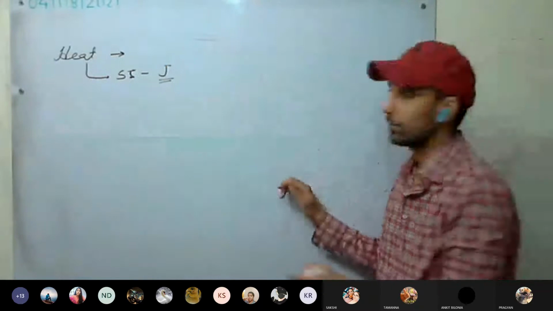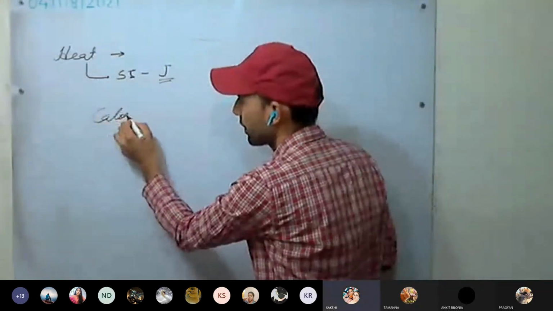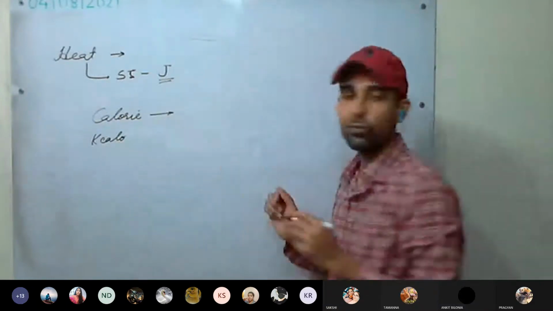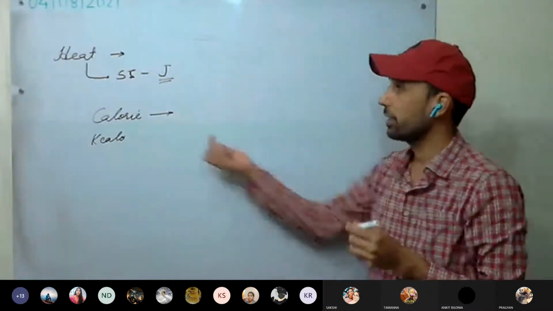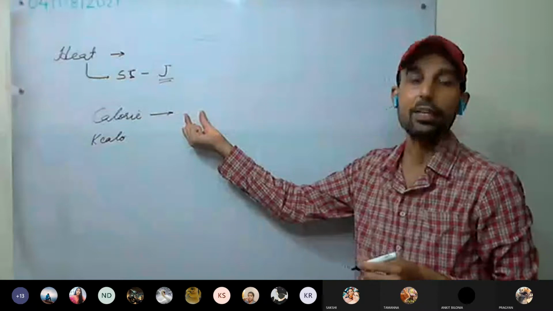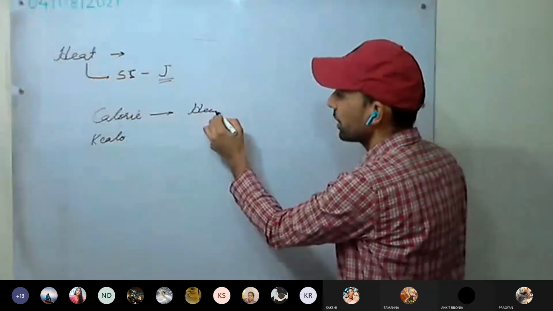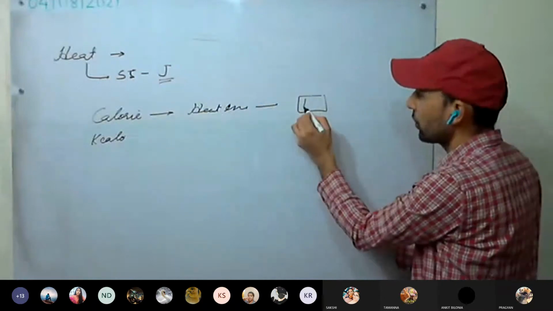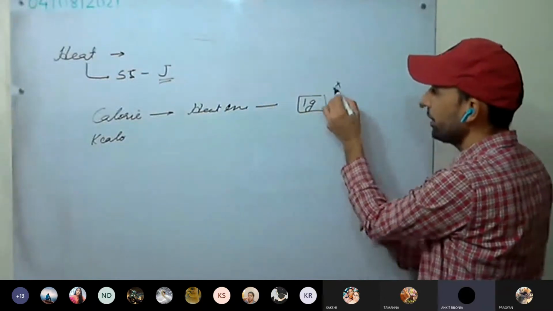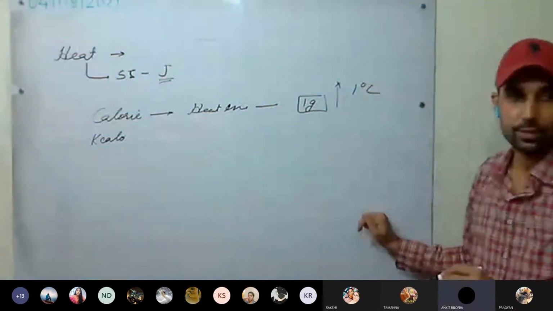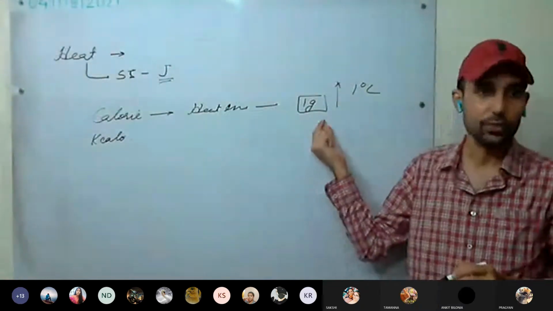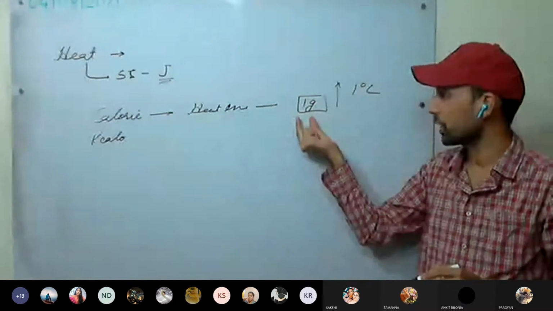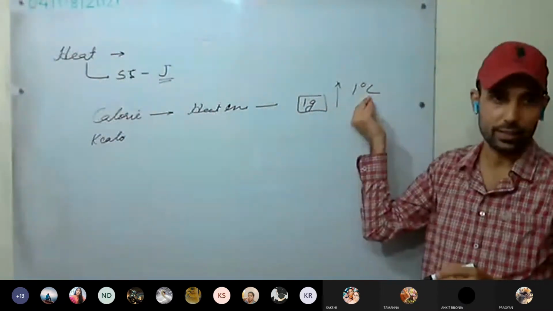Other units are calorie and kilocalorie. How have we defined calorie? Calorie is the amount of heat energy required to raise the temperature of 1 gram of water by 1 degree Celsius. This was the definition we used in 7th class.